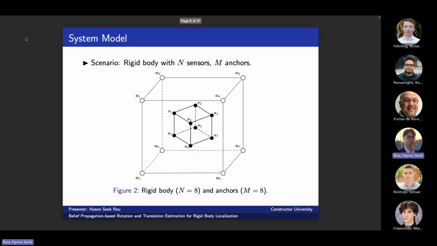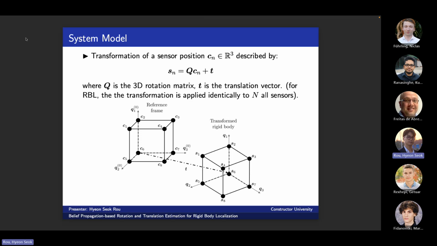First, to describe the mathematical system model, we have a scenario with a rigid body with n number of sensor nodes. For example, in the figure, we have n sensors in a cube in the rigid body in the middle, and we also have m anchors. In this figure, we illustrate a larger room, for example, with each of the corners having a sensor or anchor node. This is only an illustrative example, but of course, the number of nodes and anchors can be fully generalized.